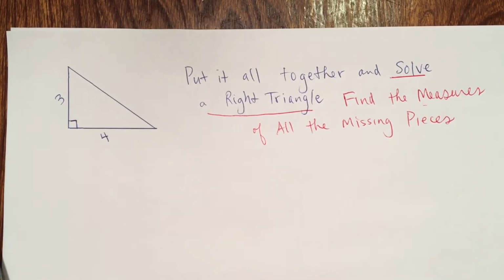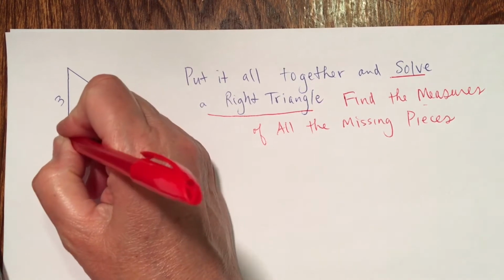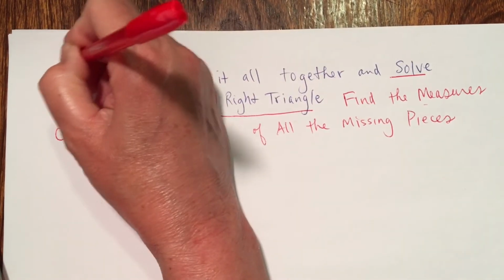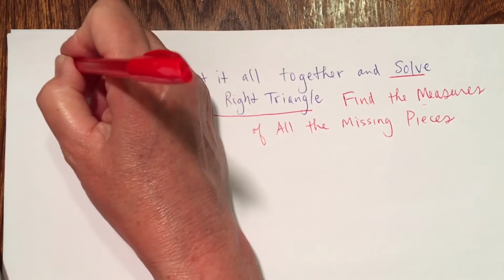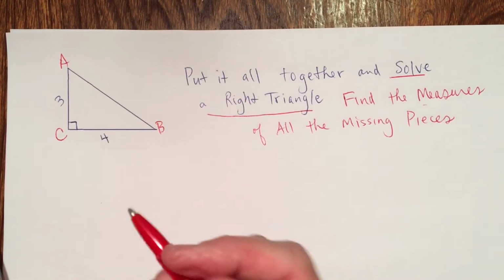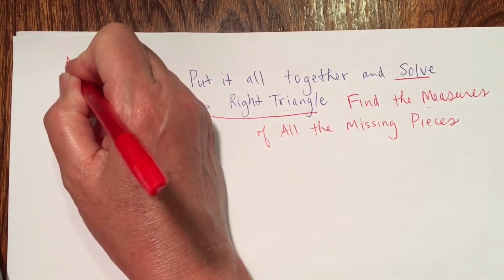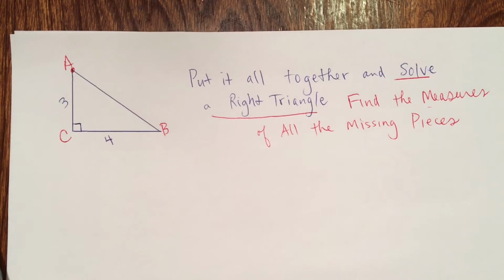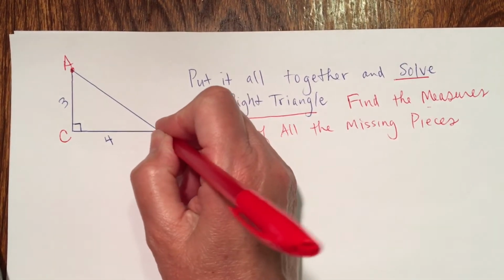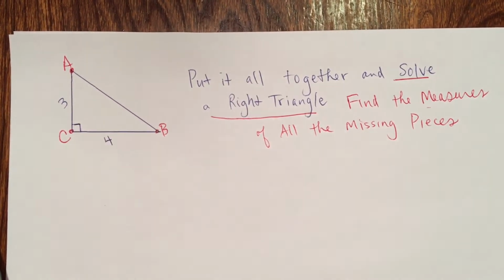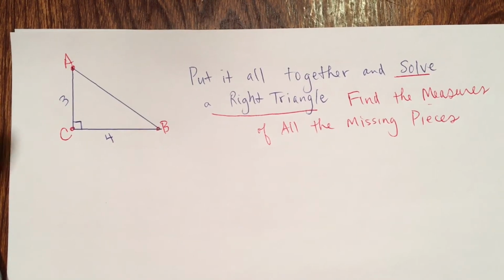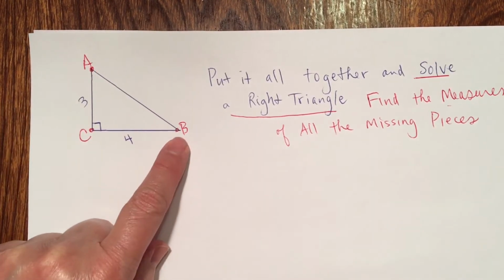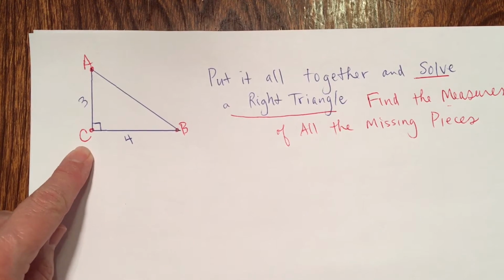I'm going to label my triangle with angles A, B, C. I'm going to have the right angle at C. So where the lines meet, the vertices of the right triangle, I have a vertex of A, I have a vertex of B, I have a vertex of C. So we could talk about angle A, angle B, and angle C.